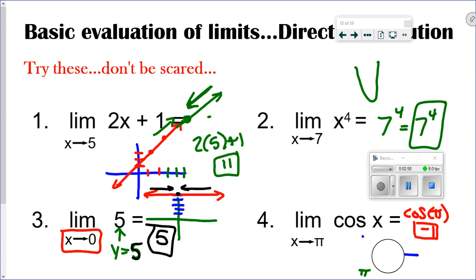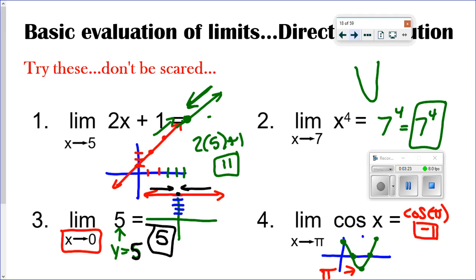Let's look at that graph again. So the graph of cosine starts at 1 at 0, hits 0 at pi over 2, -1 at pi, 0 at 3 pi over 2, and we go back to 1 at 2 pi. So our pi value is that -1 value. Sorry that I messed that up a second ago.